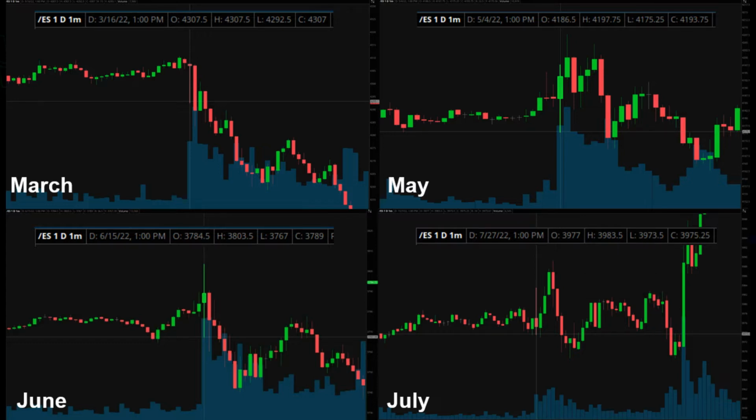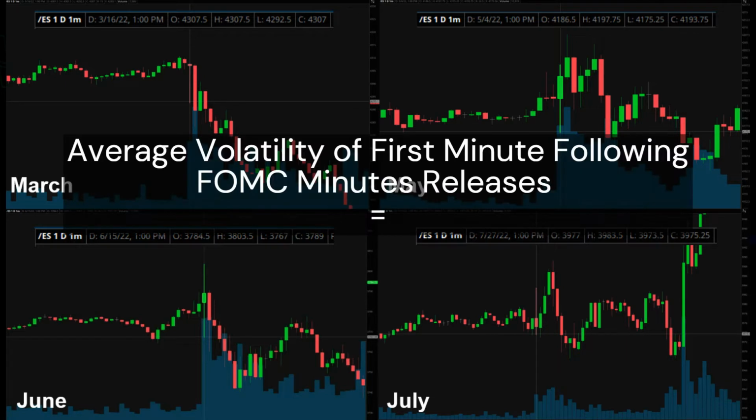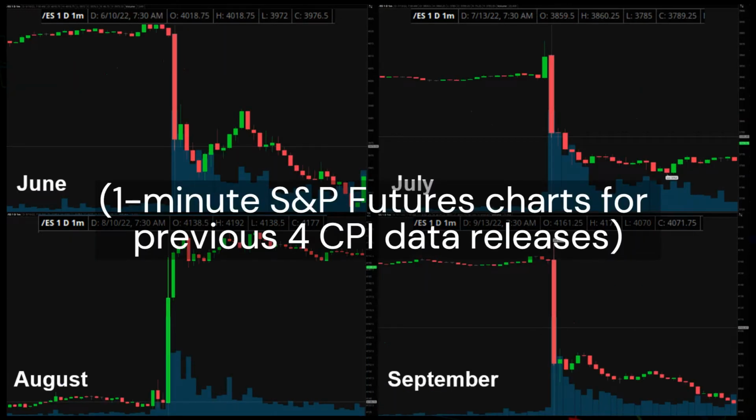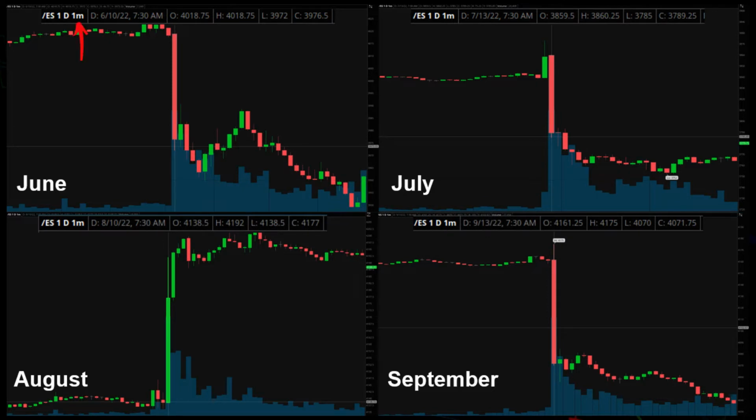Based on these 4 most recent data points, we can calculate that the average volatility within the first minute of FOMC minutes release is 21 points. Now let's look at the same 1-minute charts for the previous 4 CPI data releases. We'll be analyzing the 1-minute candlestick at exactly 7:30 a.m. Central, when the CPI data is released.